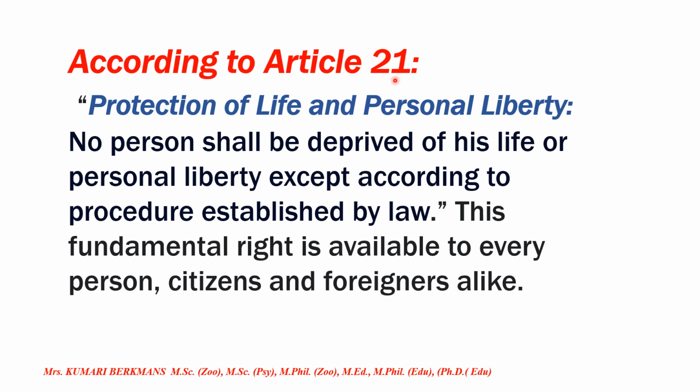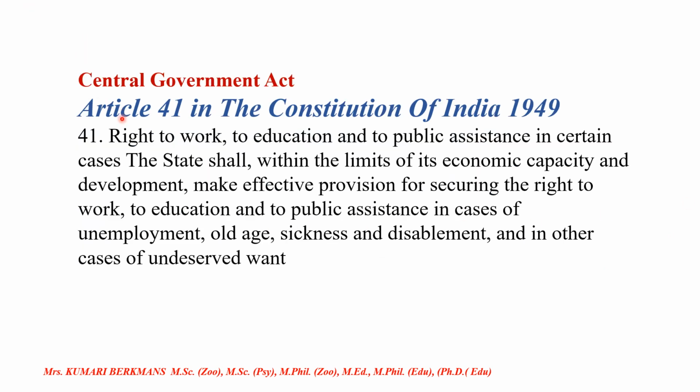According to Article 21, what does Article 21 say? Protection of life and personal liberty. No person shall be deprived of his life or personal liberty except according to procedure established by law. This fundamental right is available to every person, citizens and foreigners alike. Now, Article 41 in the Constitution of India 1949 says right to work, right to education and right to public assistance in certain cases.